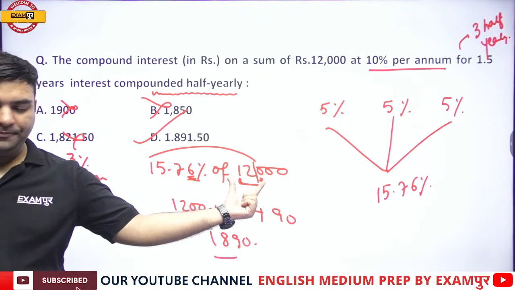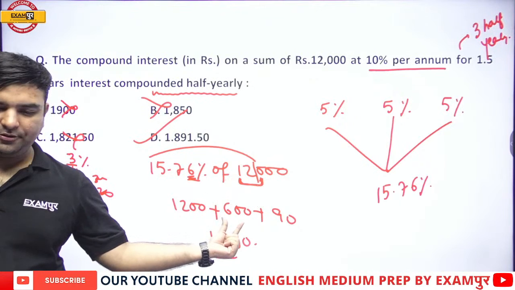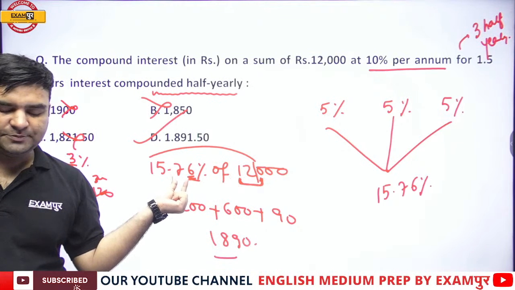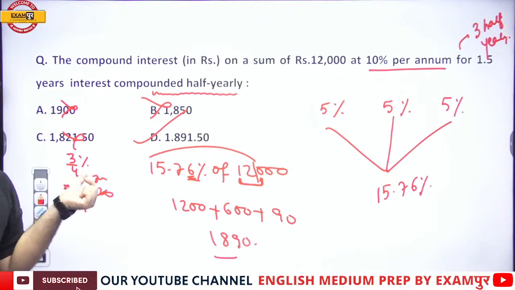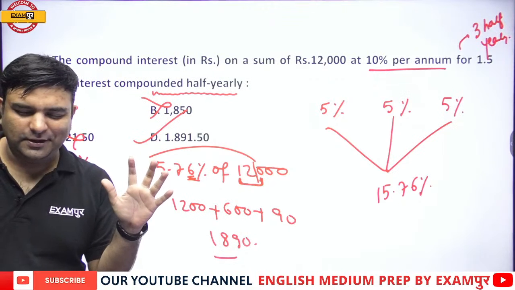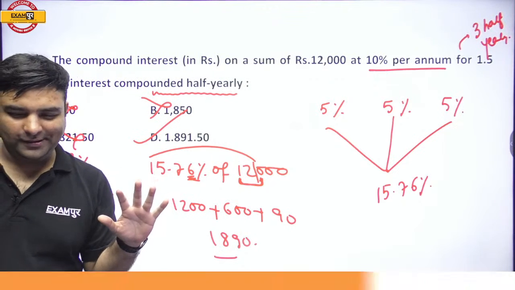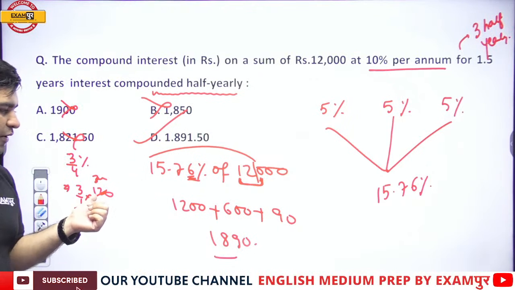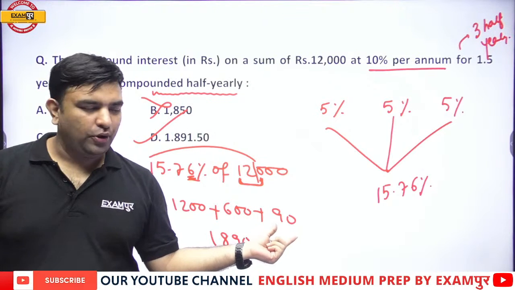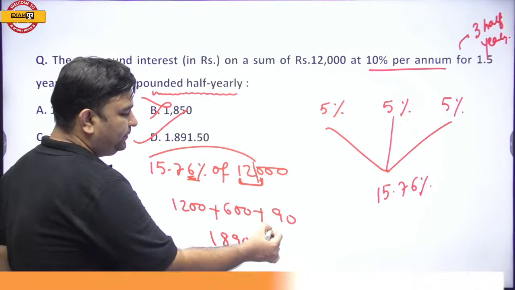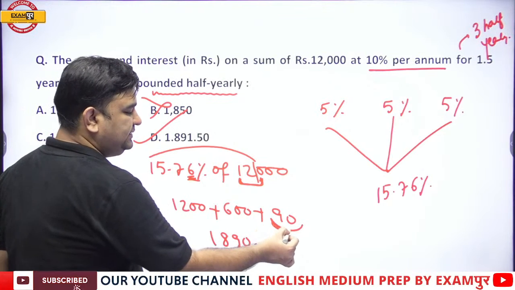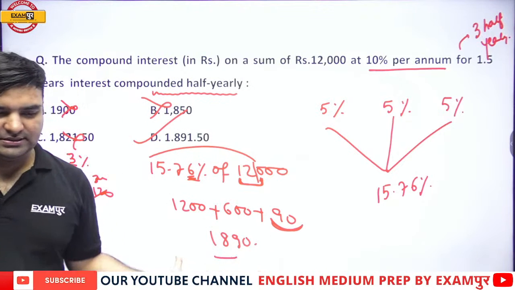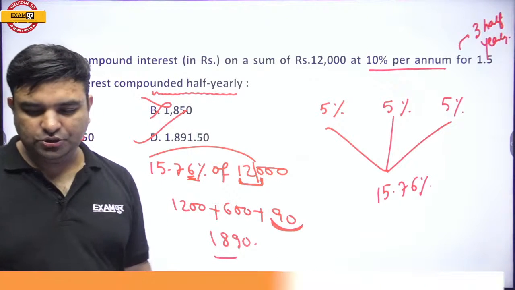10% is 1,200, 5% is 600, 1% is 120. So 0.75% is 3 by 4 of 120, which is 90. So only this much is sufficient to answer it.